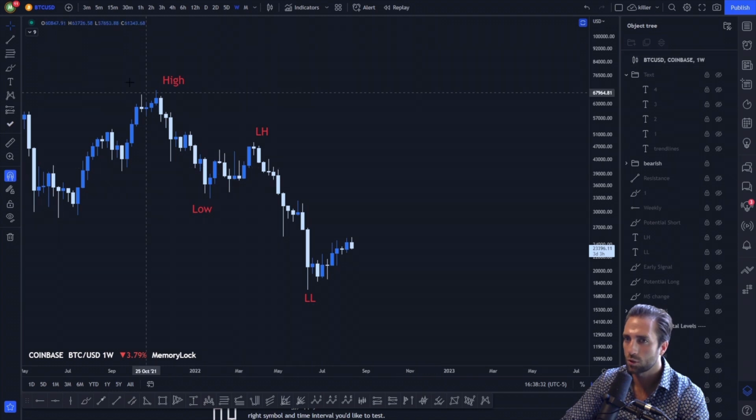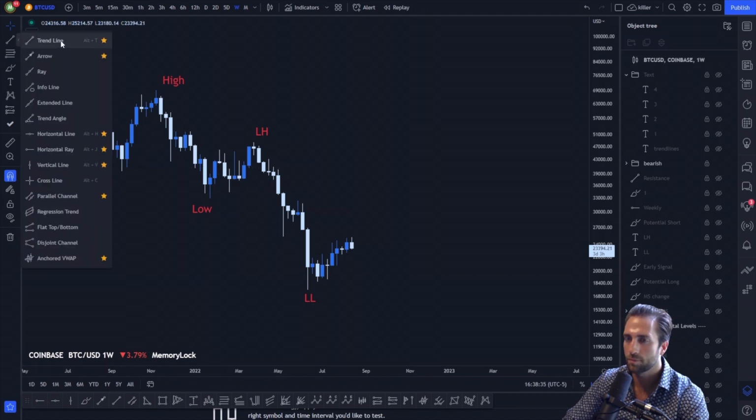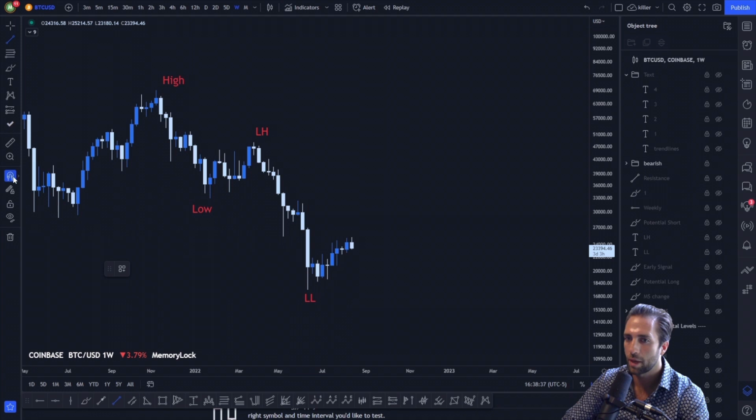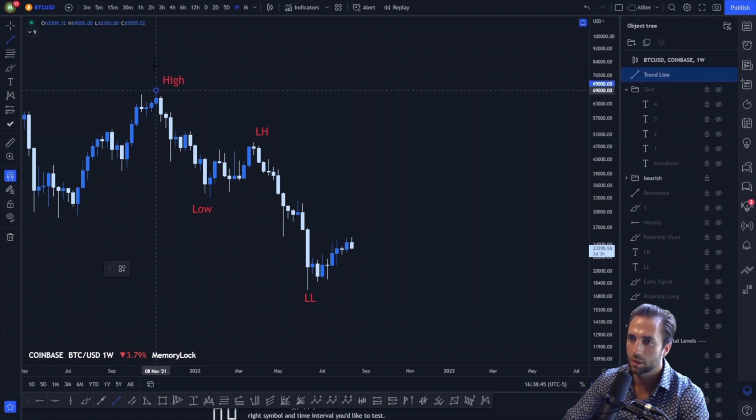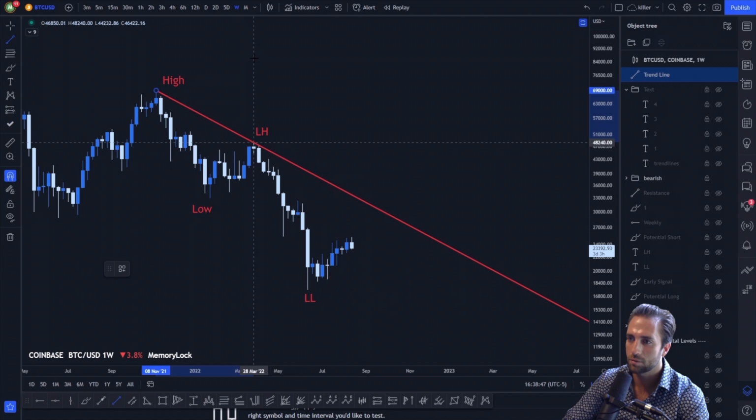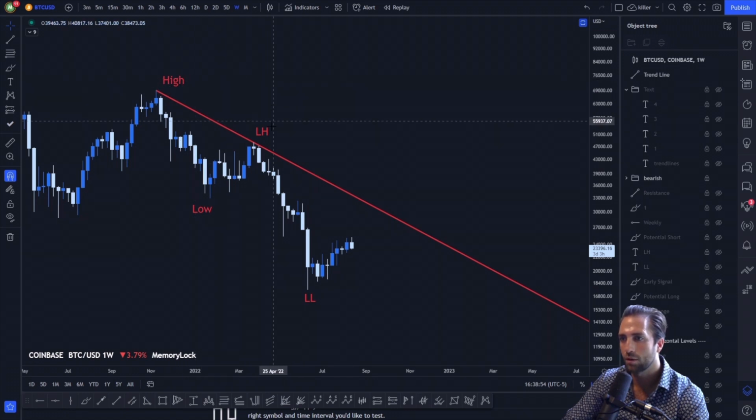Now, in order to draw our trend line, we'll simply go to our tools here, select trend line, and be sure that our magnet tool is on. Unlike horizontals that we drew from open and close, in this case we'll draw from our wicks, here being the high, and connect it to our lower high, giving us our resistance trend line. As you can see, we have 1, 2 touches.